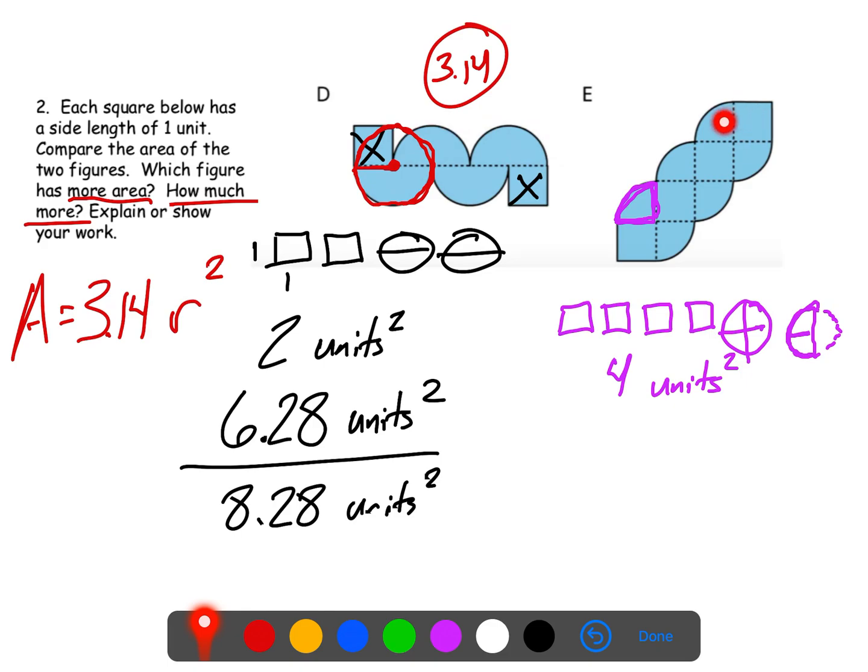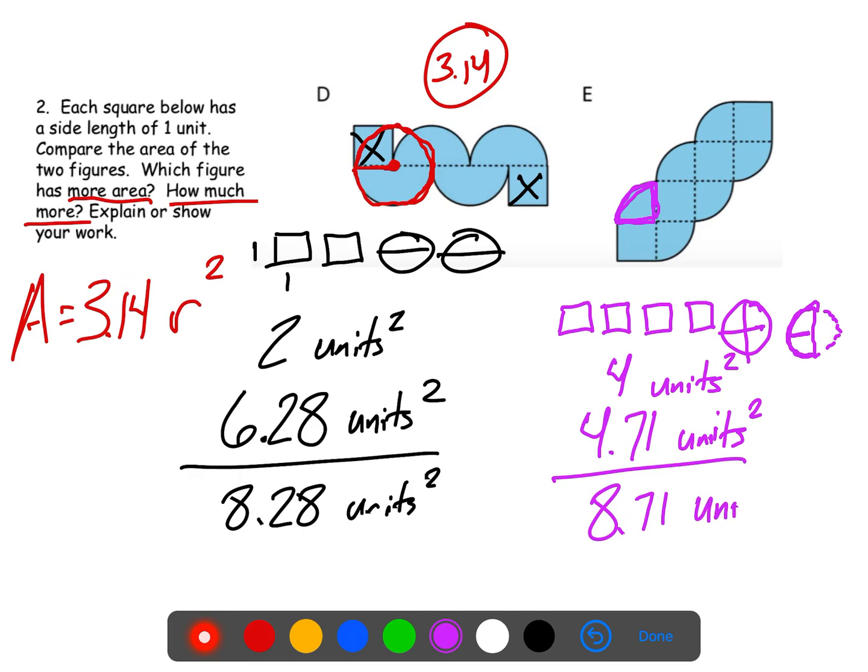Now let's check how many circles we had in figure E. Remember, we had 1.5 circles. So we'll have 1.5 times 3.14. And that will add 4.71 square units from the 1.5 circles. And if we add that all up, we'll get 8 71/100 square units.